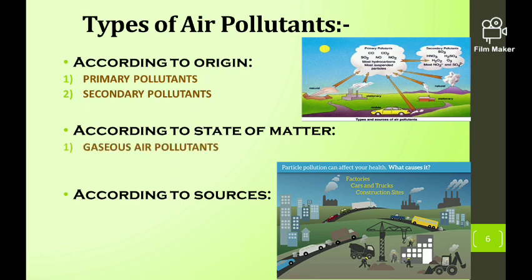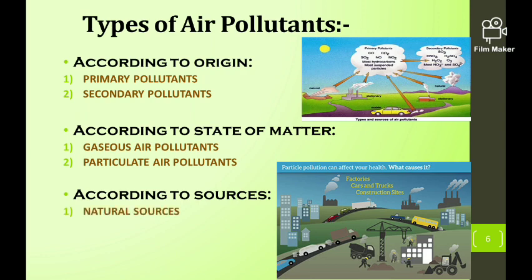According to states of matter, gaseous air pollutants. These pollutants exist in gaseous state at normal temperature and pressure. For example, carbon dioxide, oxides of sulfur and oxides of nitrogen. Then it is particulate air pollutants. These pollutants are not gaseous substances, but these are suspended droplets, solid particles or mixture of both, which includes dust, fume, smoke, soot and fly ash.